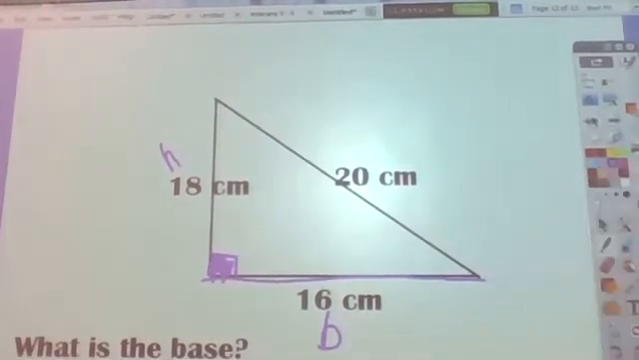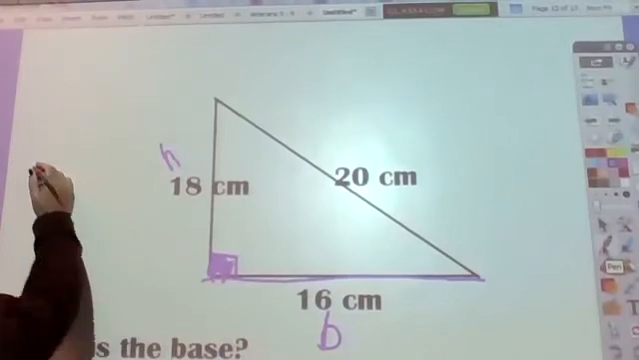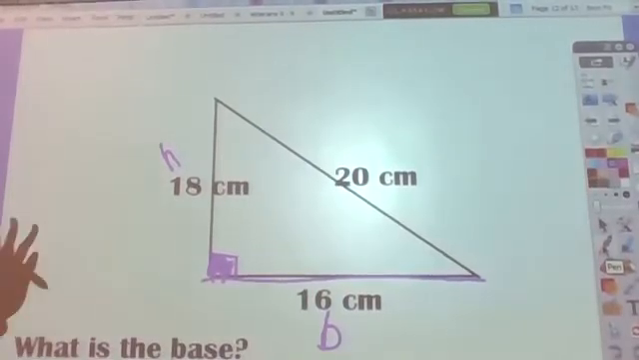All right, so what did you guys find the area to be? What was it? Say it out loud. Go. 144. Wait, what? Well, here we go. Let's find out. Ready? Stop. 5, 4, 3, 2, 1.